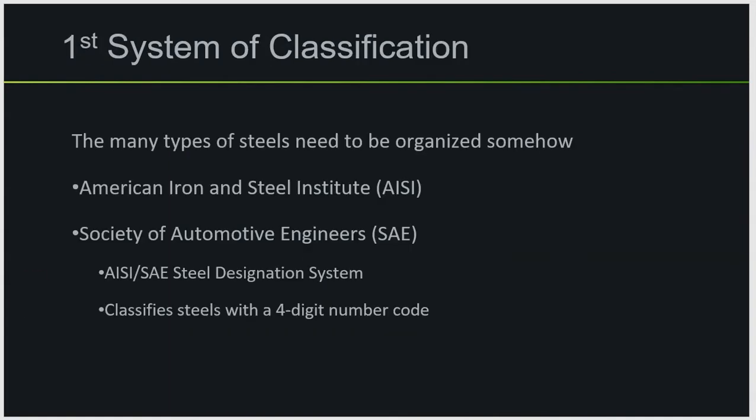So the very first system of classification. This is a joint effort between the American Iron and Steel Institute and the Society of Automotive Engineers. Now the system that they've created that's used to classify steel uses a 4-digit system. So if we think back to the way that our welding electrodes are classified using letters and numbers, this follows kind of the same pattern, where depending on what the numbers are and where they're located in the classification, it's going to tell you a different piece of information about that steel.